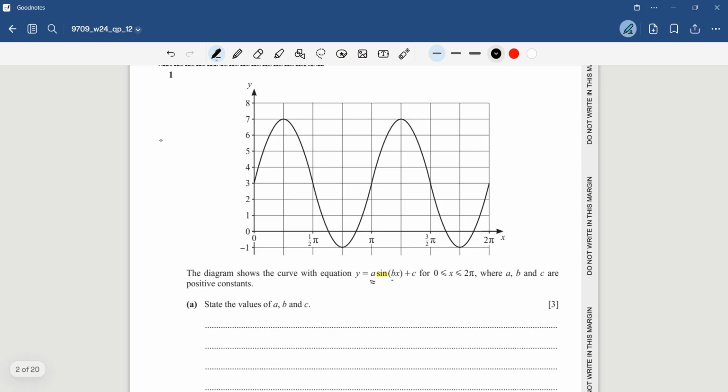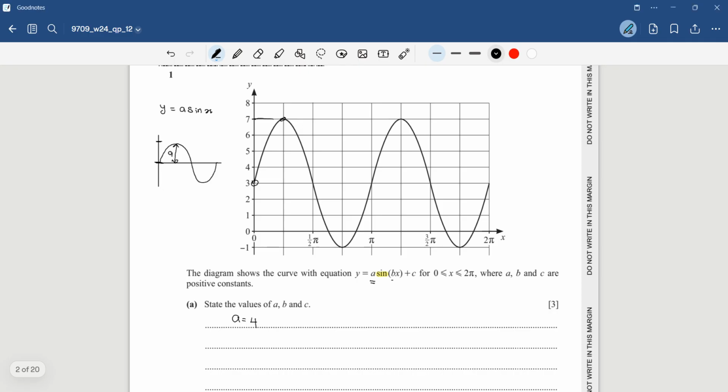Since it's a basic sine graph, we're going to just draw a basic sine graph. Usually it's like this. Let's say y equivalent to a sine x. This distance is known as a. The distance from the midpoint to the highest point is your a. If you see, it's from 3 to 7. Therefore, my a is equivalent to 4.